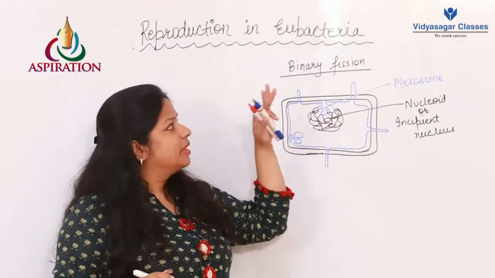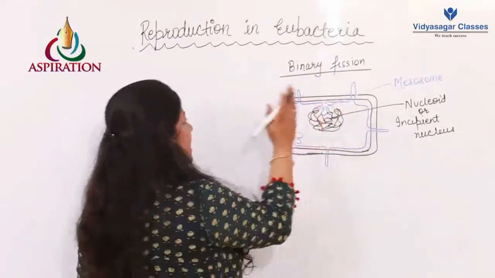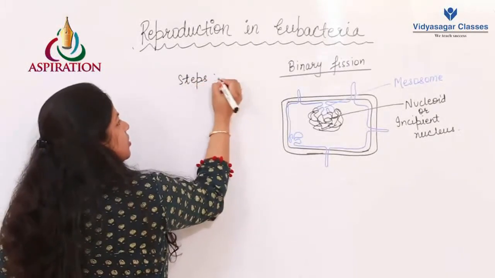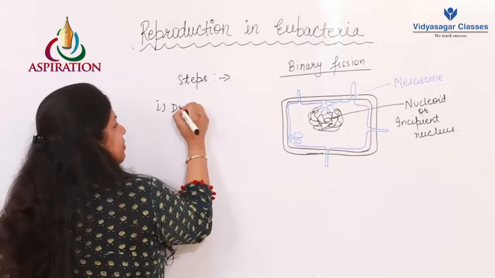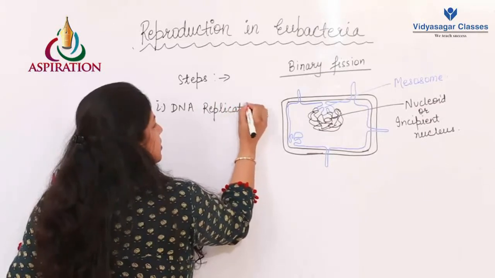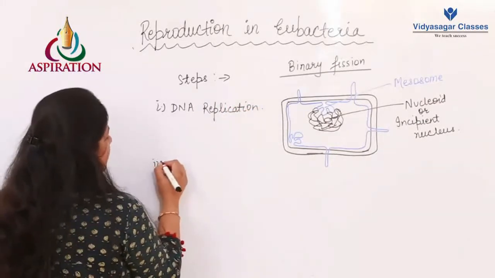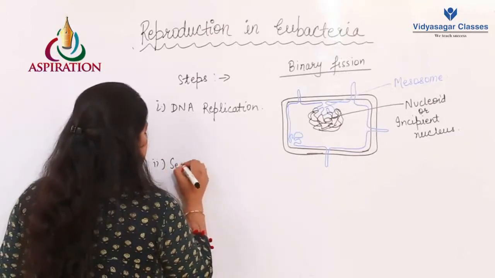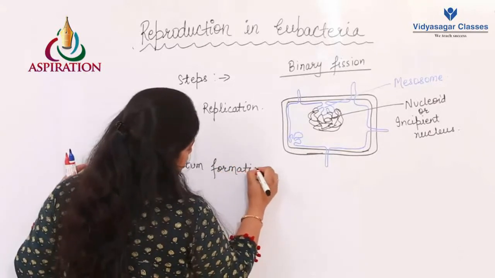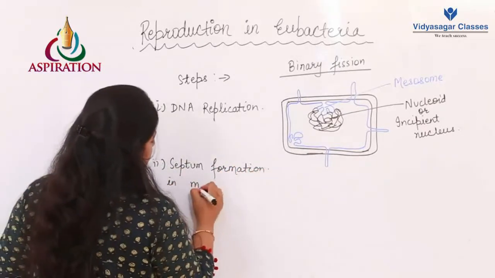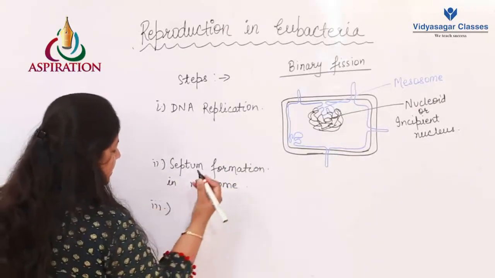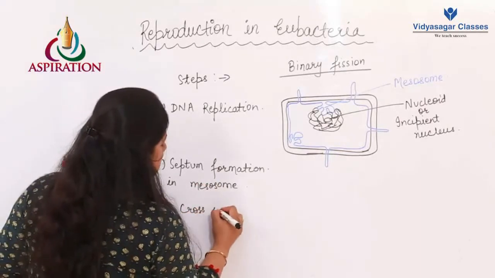Now let's see the binary fission process. It takes place in 3 steps. So what are the steps? First, DNA replication. Second step is septum formation in the mesosome. And the third step is cross wall formation.